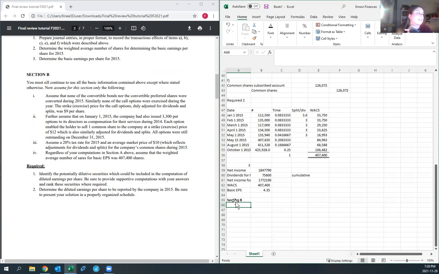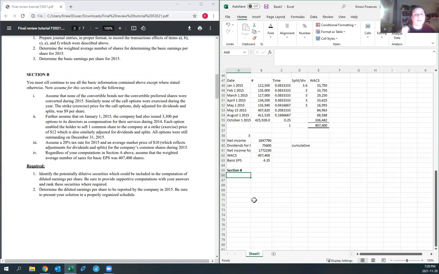All options were still outstanding on December 31st, 2015. There's a tax rate of 20% and average market price of $10 for the company's common shares during 2015. And regardless of your computation in section A above, assume that the weighted average number of shares for basic EPS was 407,400, which we got right, so that's great.